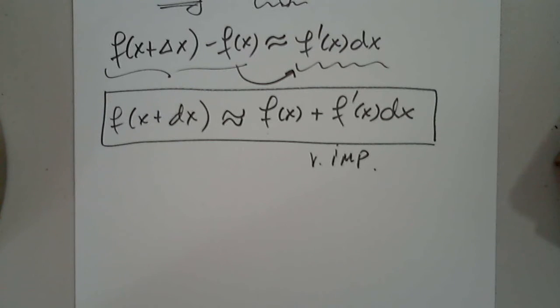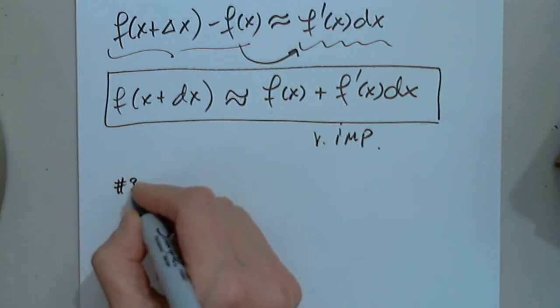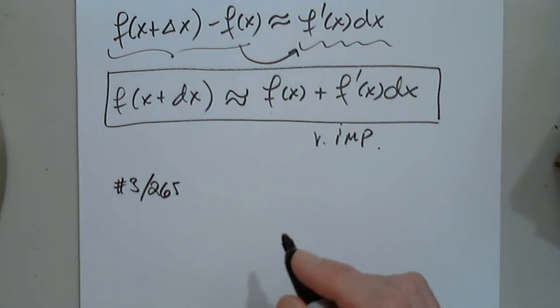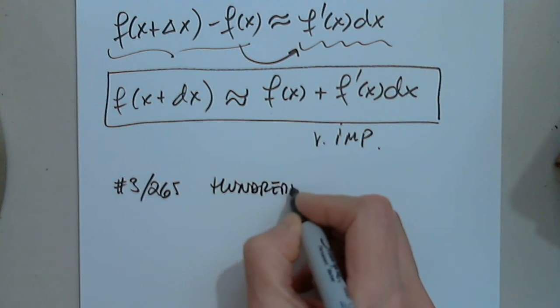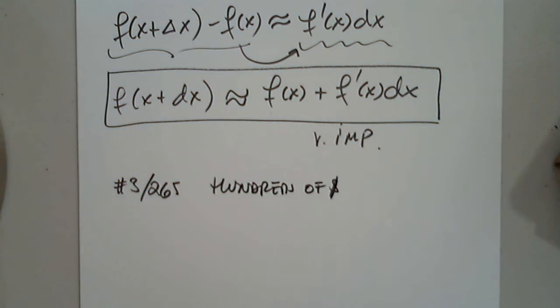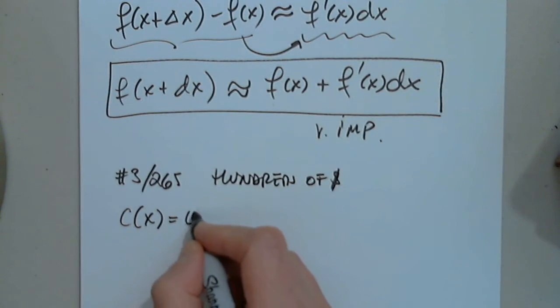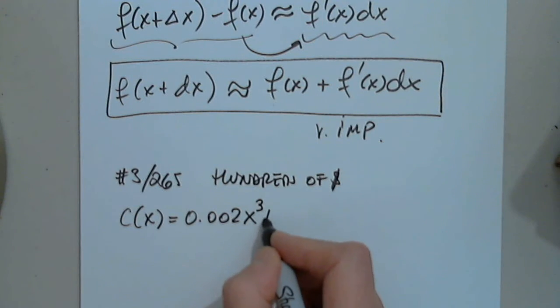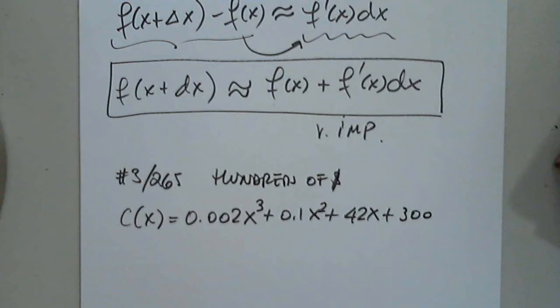So let's take a look at what is called the marginal cost. And I'll explain the name of the marginal cost in a second. Okay, so let's start with number 3 on page 265. Suppose that the daily cost, in hundreds of dollars, of producing x security systems is C of x equals 0.002 x cubed plus 0.1 x squared plus 42x plus 300.